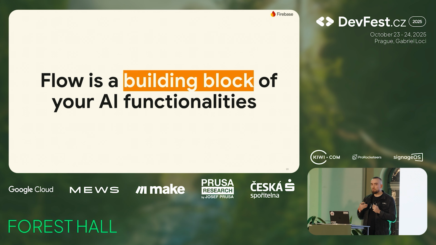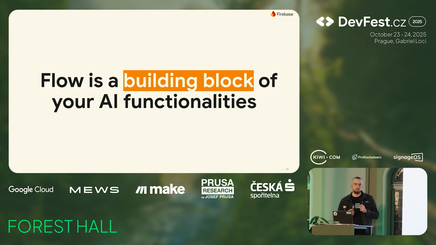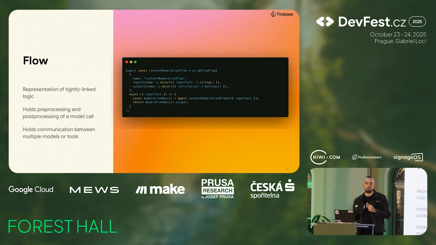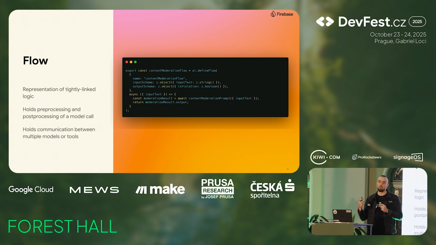Before you deploy, I would love you to think of the one thing that is a part of Genkit. It's called a flow. It's like a building block of your AI functionalities. It's a representation of the linked logic that you have in your AI experience. It holds all the pre-processing and post-processing. It connects all the tools, the RAG, and other stuff that you need in your AI experience to make it work as you want. And it can also hold the communication between models. So flow is the main building functionality of Genkit.